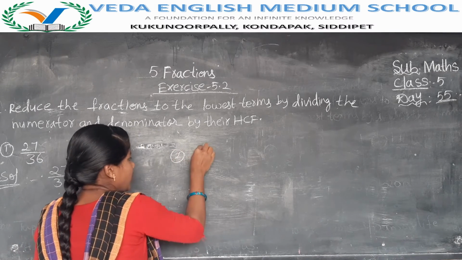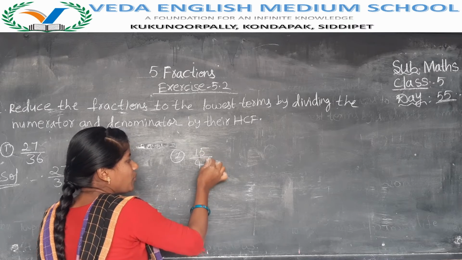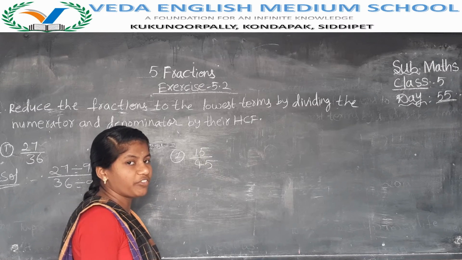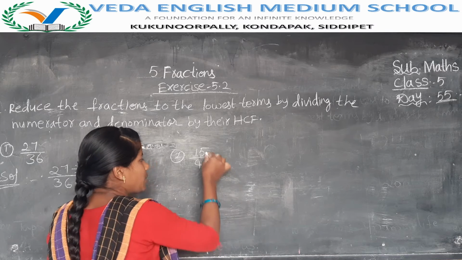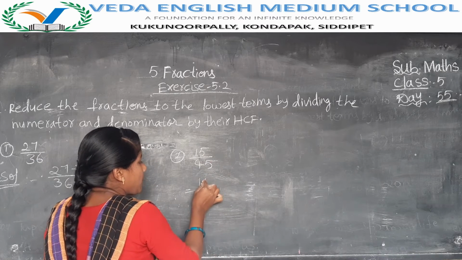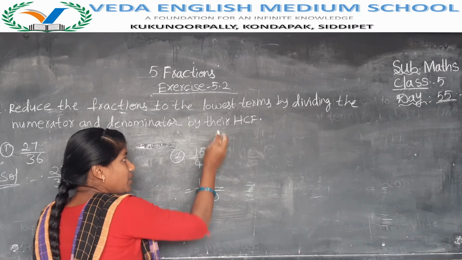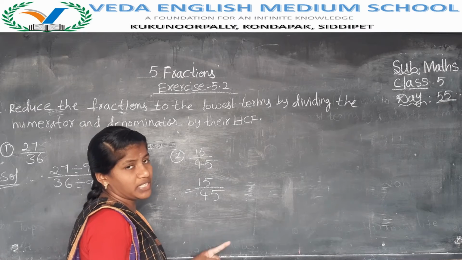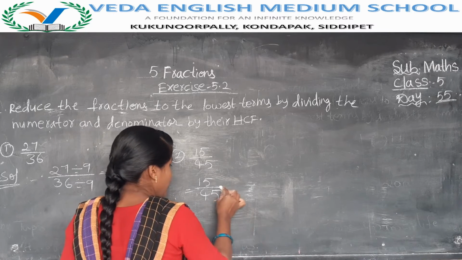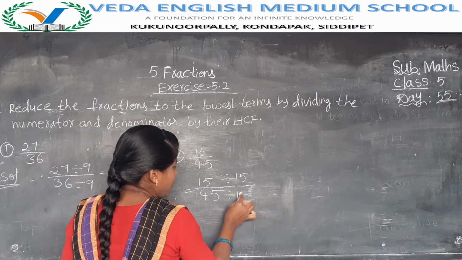Next, second question, 15 by 45. What is the highest common factor of numerator and denominator? The highest common factor of 15 by 45 is 15 only, because in the 15th table both are possible. Madam, both are divisible by the 5 table also, then why are you taking 15? Because we have to take the highest common factor for both. 15 is the highest common factor for both, so we have to take 15. 15 ones are 15, 15 threes are 45.